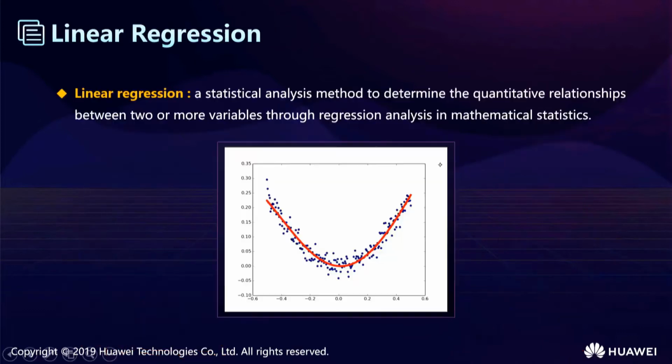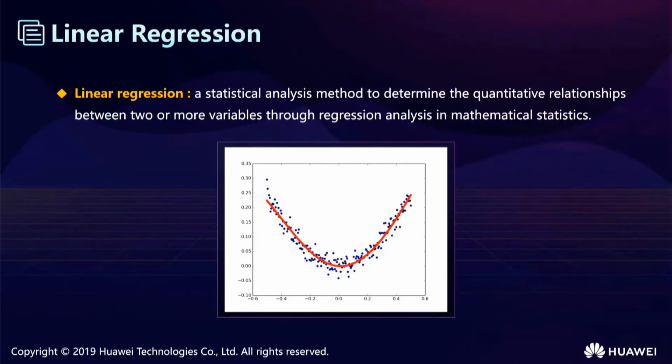Now we start to learn regression first. The simplest model is linear regression, and we can use it to predict the trend of the data. For example, we can use it to predict temperature. Linear regression is a statistical analysis method.